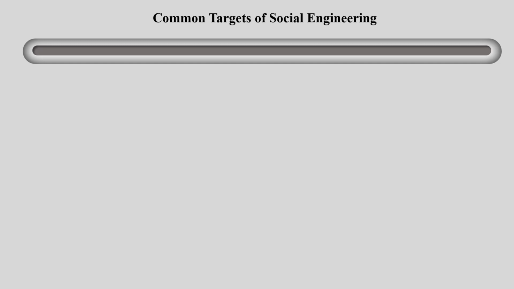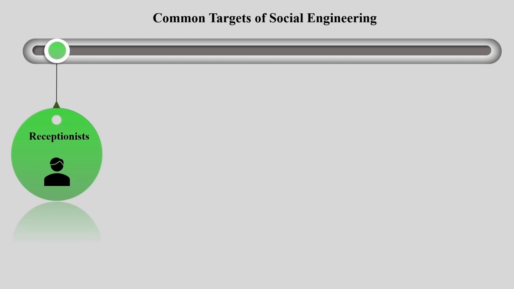So the first target is receptionist. So basically, receptionist is the first person visitors see in many companies. Receptionists see many people go in and out of an office and they hear a lot of things. So basically, receptionists are meant to be helpful and therefore they are not security focused. Next target is help desk. Help desk is another common target due to the information they may have about the infrastructure.